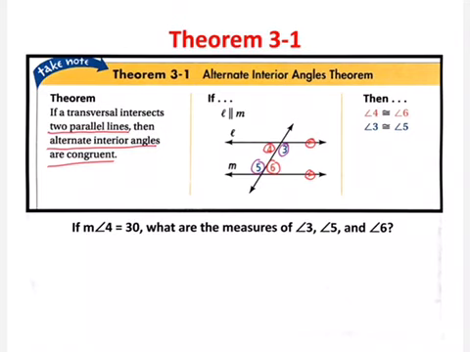So for this problem, it says if angle 4 is 30, what is the measure of 3, 5, and 6? So if 4 is 30, we automatically know that the measure of angle 6 is also 30. Angles 5 and 3 are supplementary to 3 and 4. So that means if angle 4 is 30, angle 3 must be 150. And then that means the measure of angle 5 is also 150.